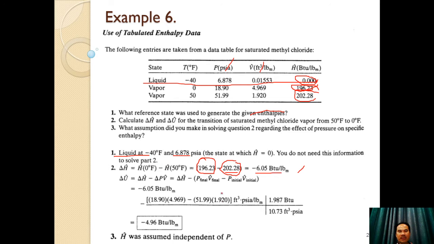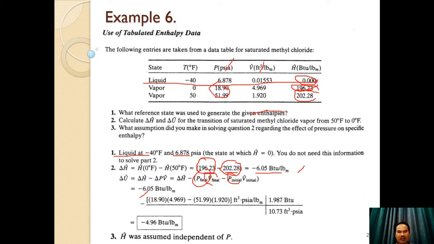This is delta PV. For this case, we reference 50 to 0. This means P at 0 V at 0 minus P at 50 V at 50, and you substitute. P final is 18.90, V final is 4.969, and V initial is 51.99. V final minus V initial is 1.92, and then you get this value. You get minus 4.96 BTU per pound as delta U.